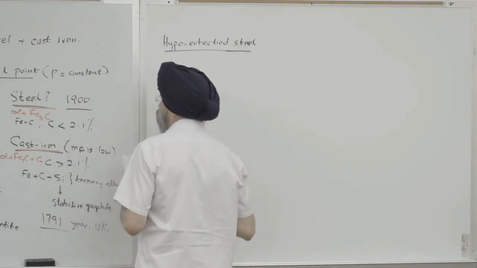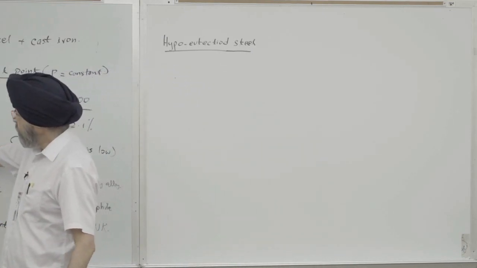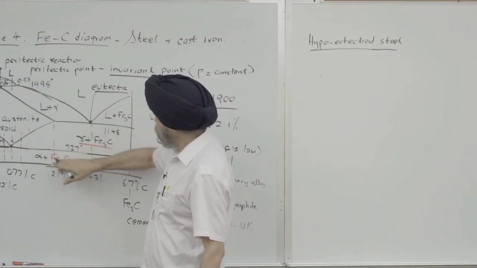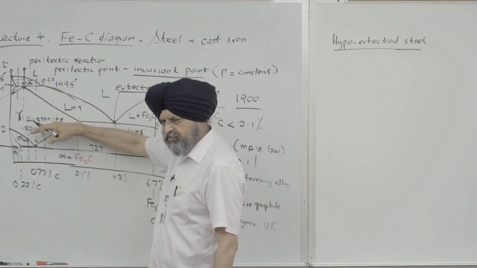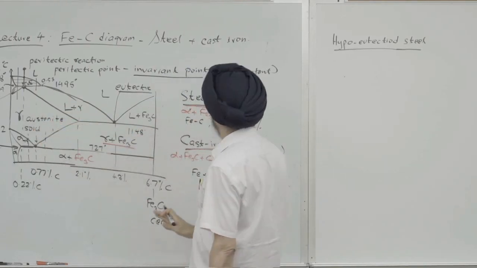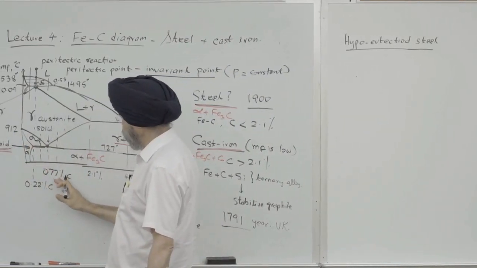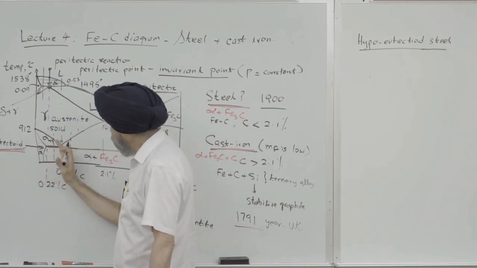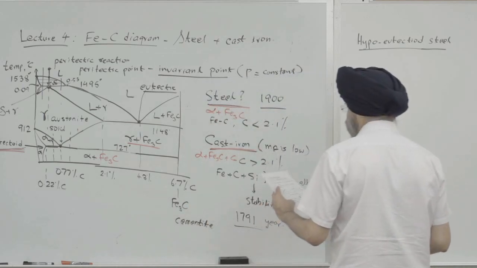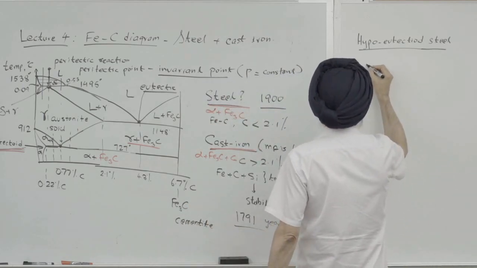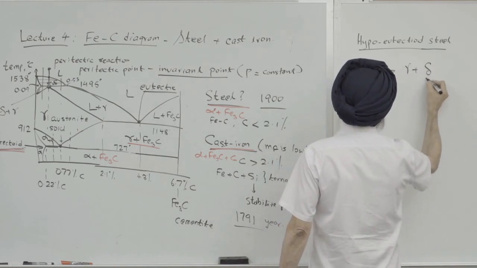So we discussed proeutectoid. Proeutectoid is the temperature thing, meaning above 727 degrees centigrade, what happens above the 727? Now hypoeutectoid means what's happening below 0.77% composition, what's happening at lower carbon concentration than the eutectic. As we already mentioned, the gamma austenite transforms into gamma plus alpha.